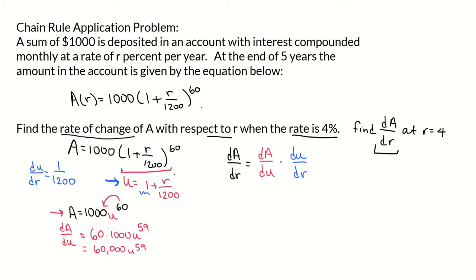And then we can plug in those two values for dA dr. We get that dA dr is equal to dA du, which was this equation, 60,000 u to the 59, multiplied by du dr, which is 1 over 1,200. And we can simplify this a little bit. 60,000 times 1 over 1200 is going to be 50. And then u to the 59.